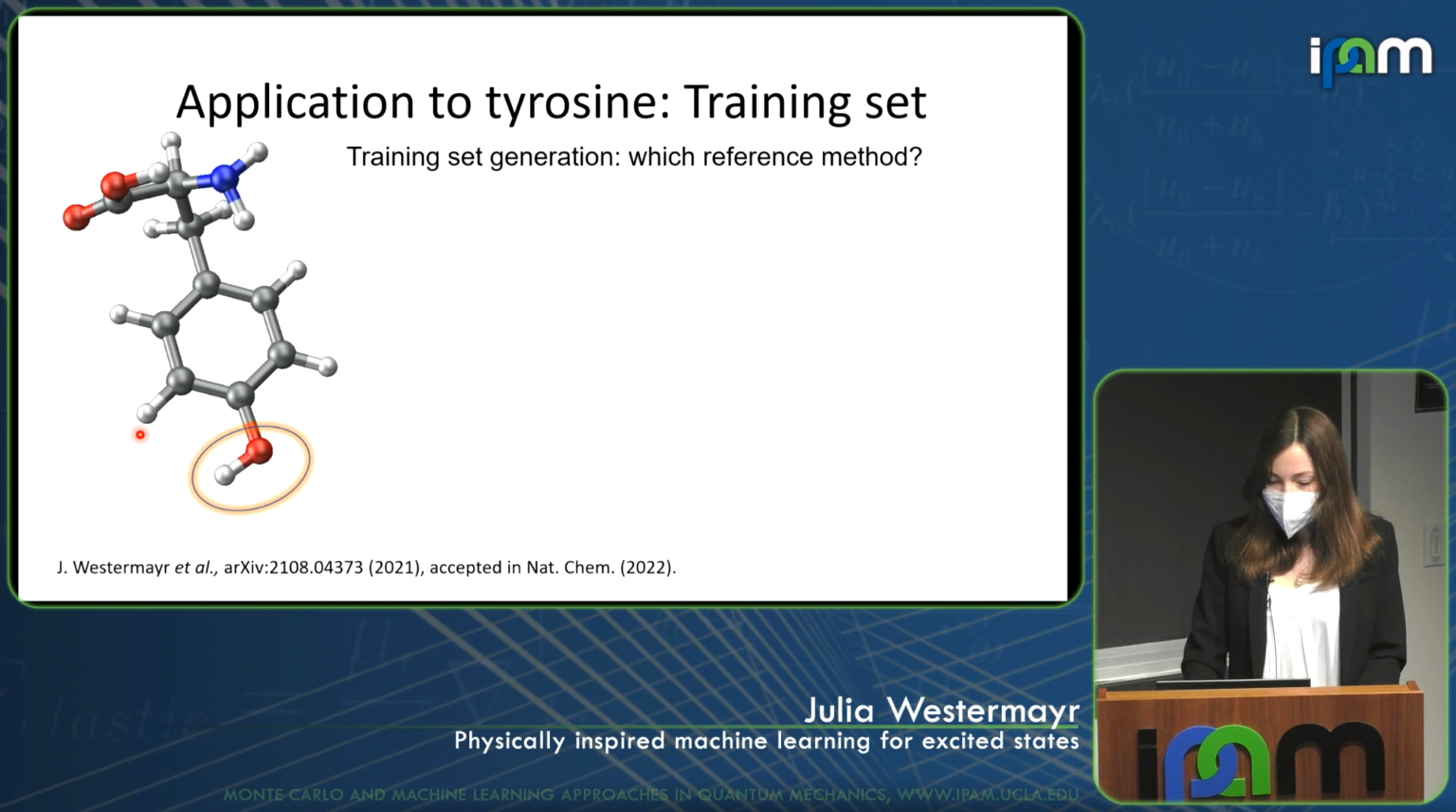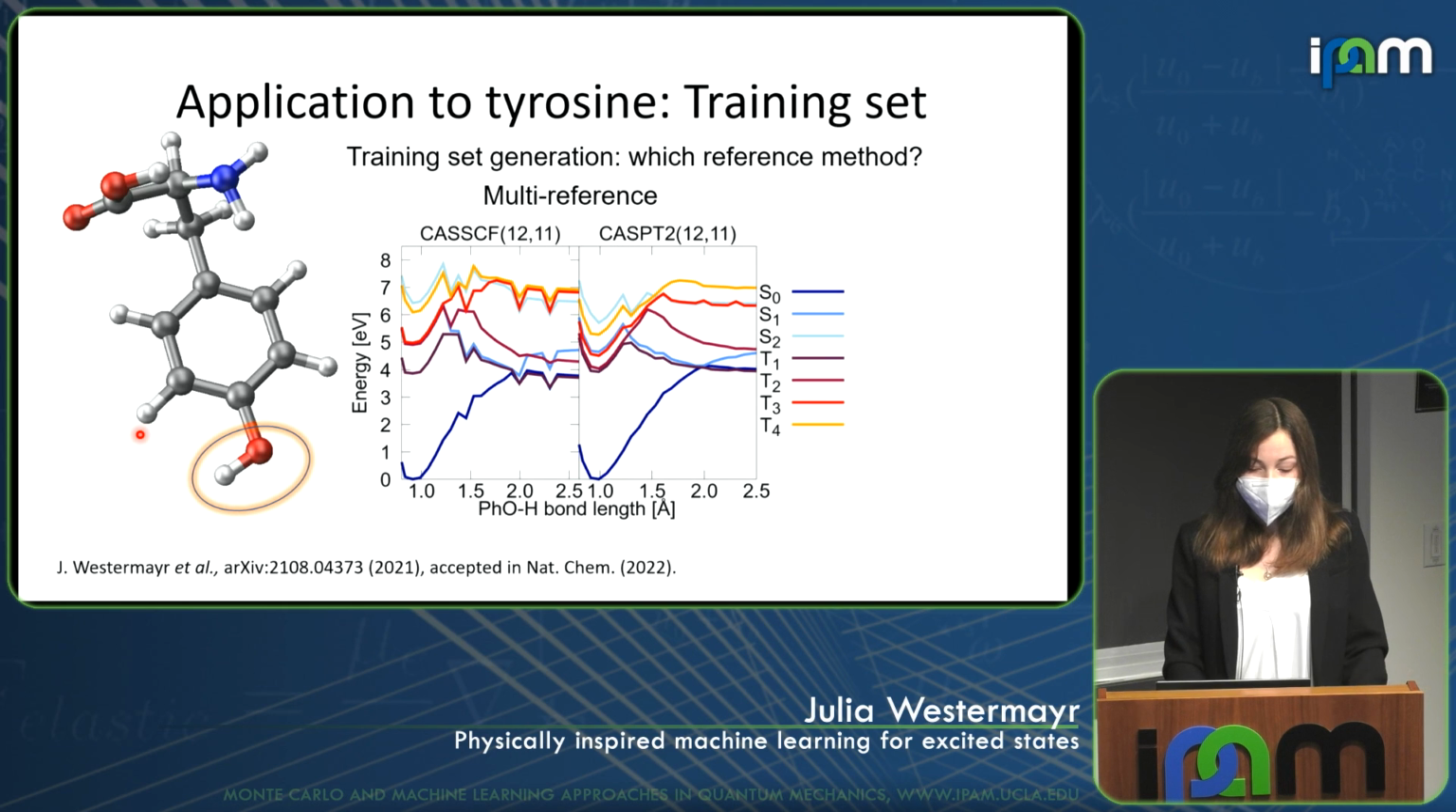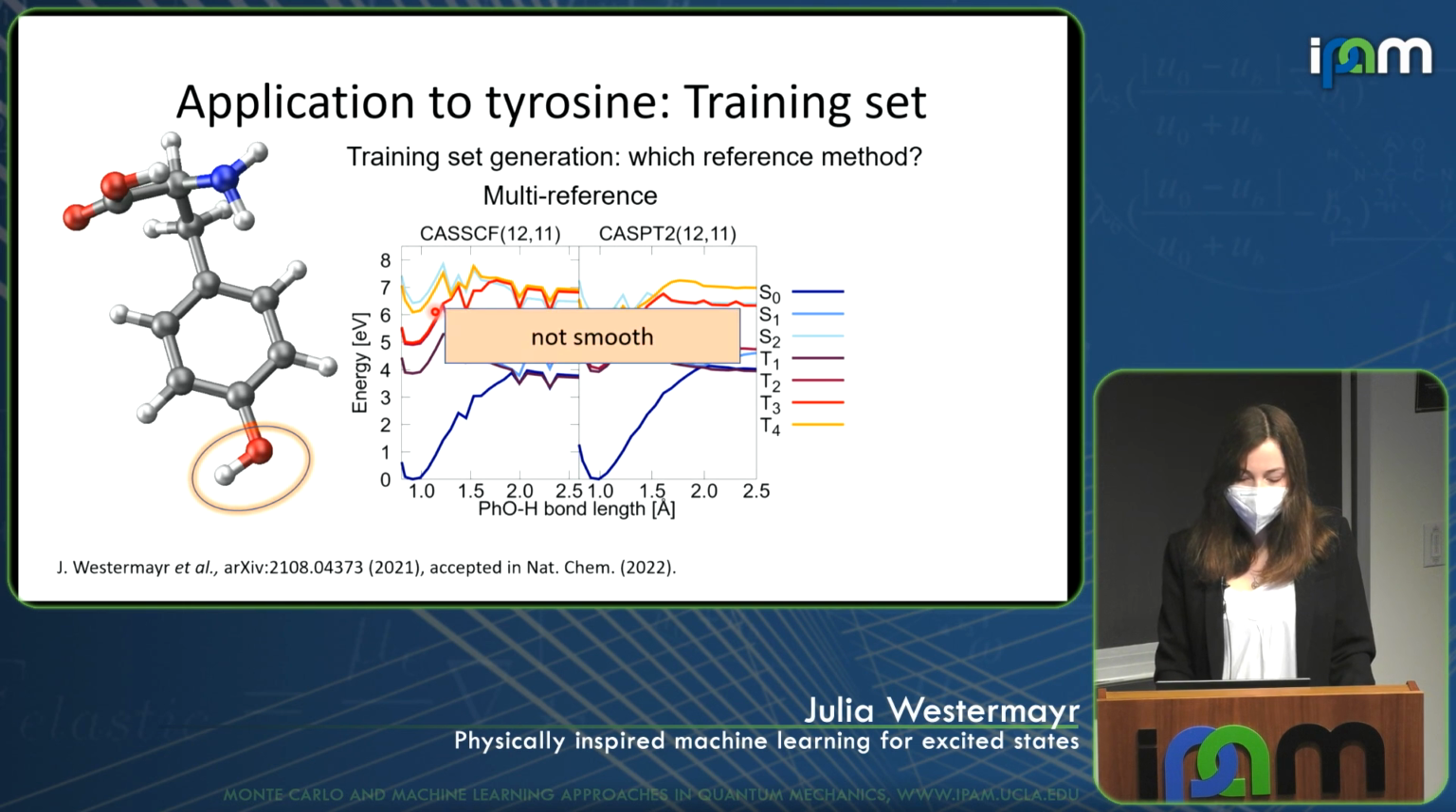The next thing that we did was we selected the reference method. Now, if you want to simulate the breaking and the formation of bonds, we need multi-reference methods. So we tested different methods, like CASSCF or CASPT2, and you can see here the potential energies along this dissociative coordinate. And in blue, we have singlets and in red triplets. And you can see that the potentials are far from being smooth. So they have some random jumps in energy. And this was extremely problematic to fit because also the density of the states was very high. So this didn't really work.